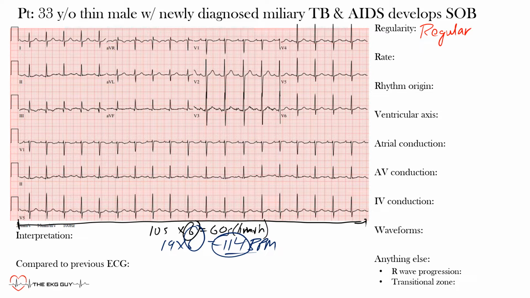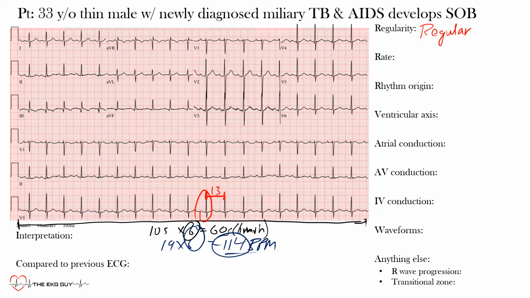Okay, so we'll find an R wave that falls on one of them, and let's see, right here. Okay, we can use this one. Notice it's falling on this thick line. We're going to find the next R wave, which is here. If you were to count the number of small boxes between these, you'd actually get 13.